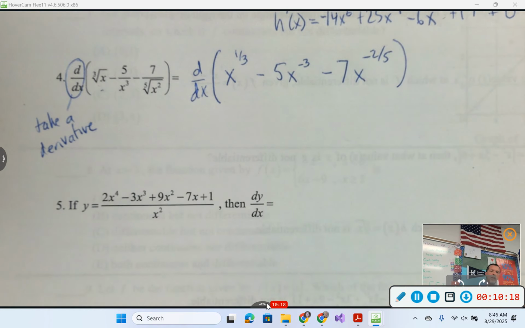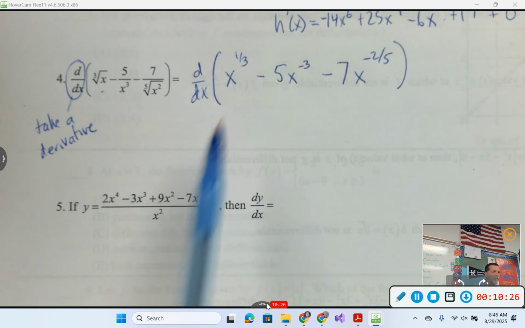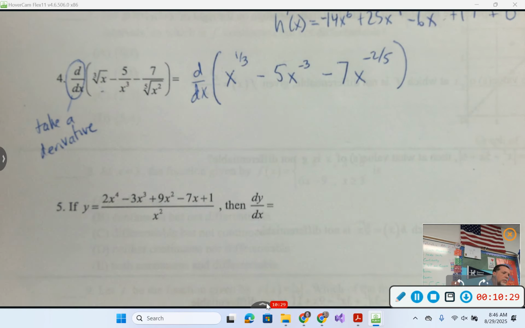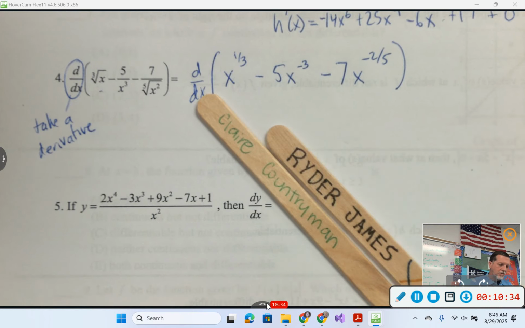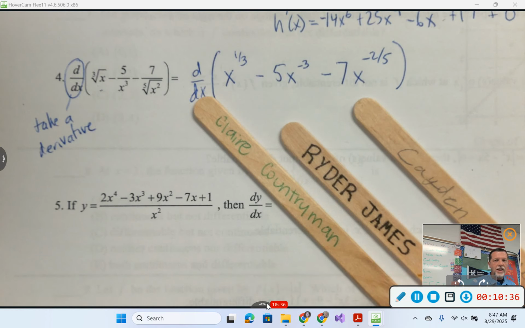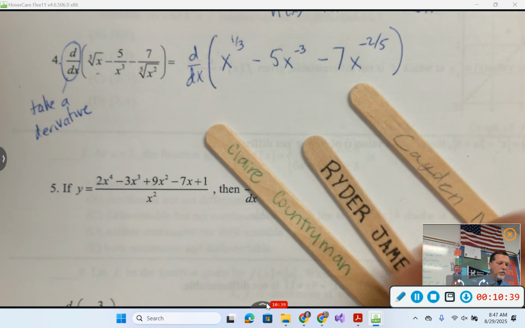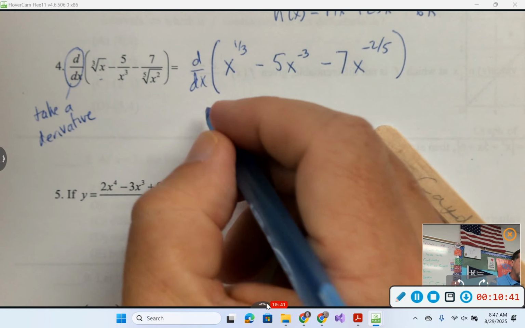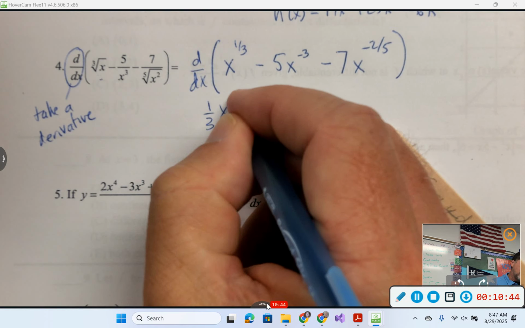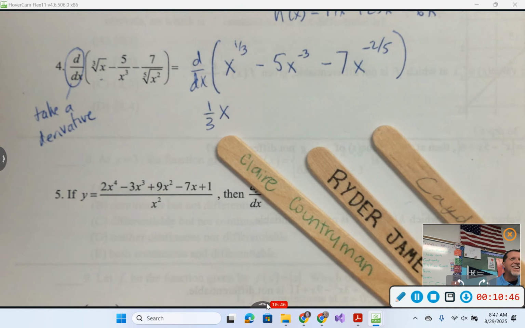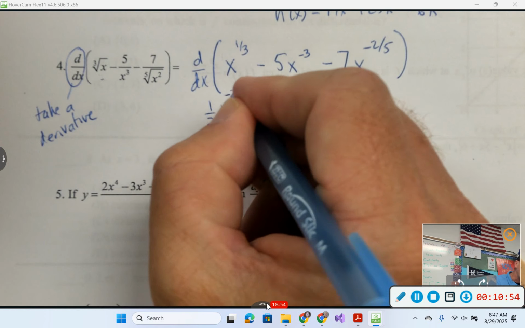Algebra. Okay, all that was algebra. Now we get to use the power. It's still the power rule. It's just with fractions. We got to be careful. But I bet we can still handle it. I'll go with Claire and Ryder and Caden. So Claire, how about the derivative of x to the 1/3? 1/3 x to the... Close. 1/3 minus 1. We're going to start at 1/3 and subtract 1. Negative 2/3. There you go. Negative 2/3.